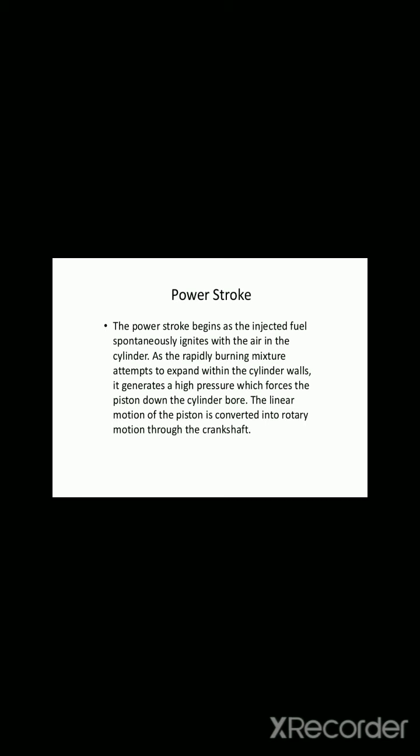Power stroke. The power stroke begins as the injected fuel spontaneously ignites with the air in the cylinder. As the rapidly burning mixture attempts to expand within the cylinder walls, it generates a high pressure which forces the piston down the cylinder bore. The linear motion of the piston is converted into rotary motion through the crankshaft.